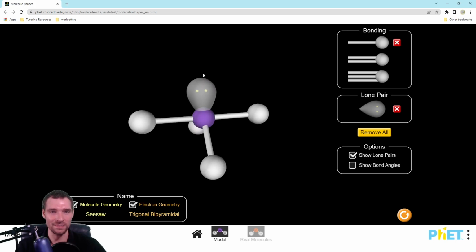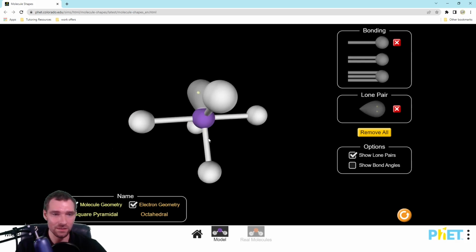And you don't really see the lone pair in the geometric shape. So we don't really think of that as part of the shape of the molecule. It does help determine the overall shape, but we don't include it in the name. That's why these things have different names. And then let's maybe do another one.